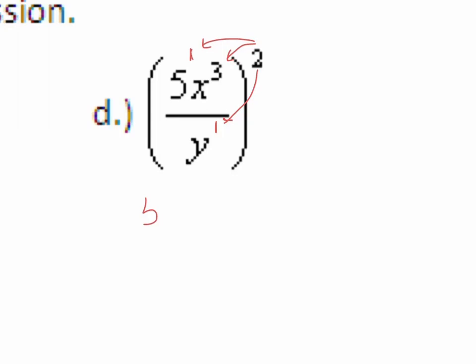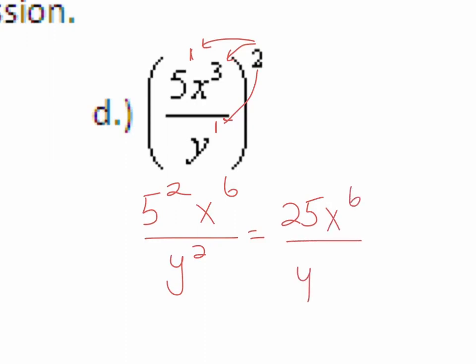So 5 to the 1 times 2 is 5 squared. And then 3 times 2 is 6. And then 1 times 2 is 2. So what I get is 25 x to the 6th over y squared.